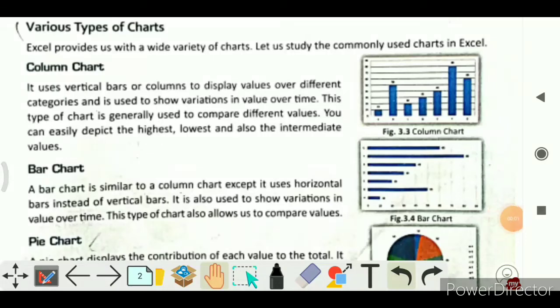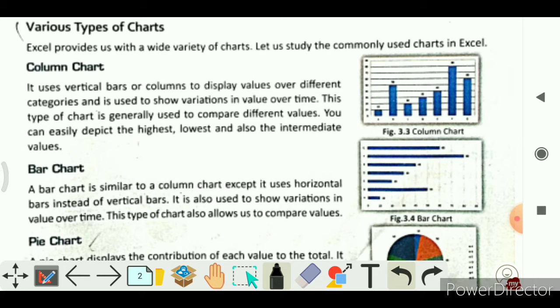Students, in this video we will learn what types of charts are available in Excel, and what type of charts we can make from given data.